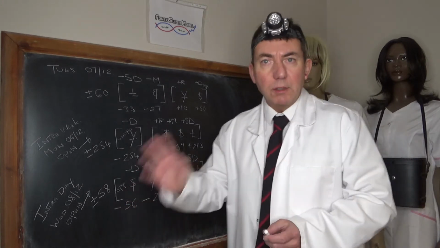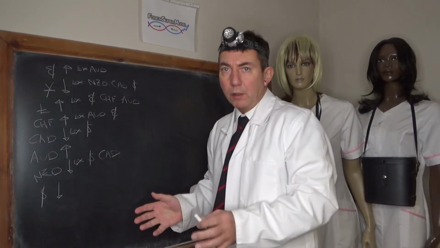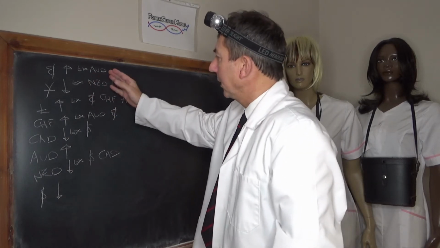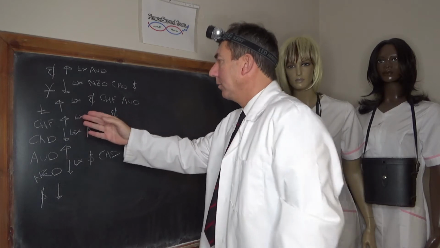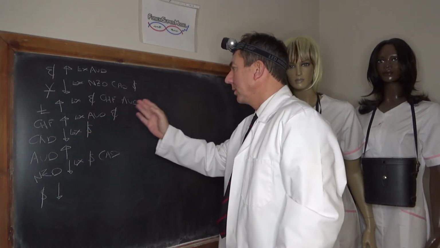Right, we'll stop that there, write up the flows then. Right, we've written up the flows. So the euro is strong except against the AUD, the yen is weak except against the NZD, the CAD and the dollar. The pound is strong except against the euro, the Swiss and the AUD.